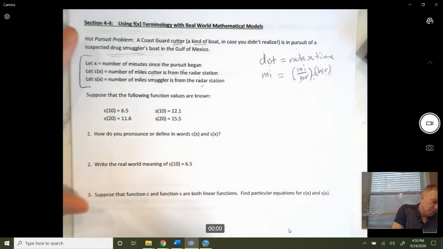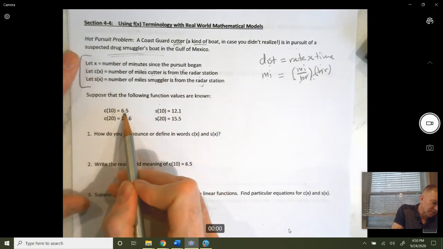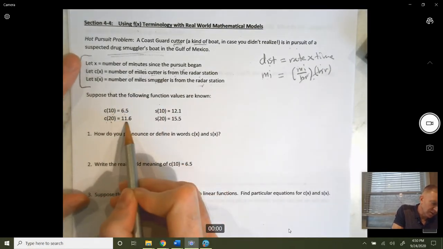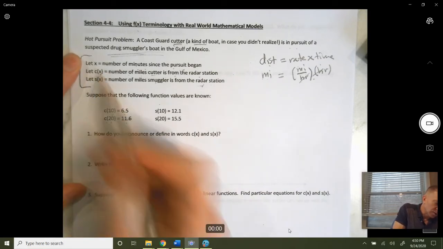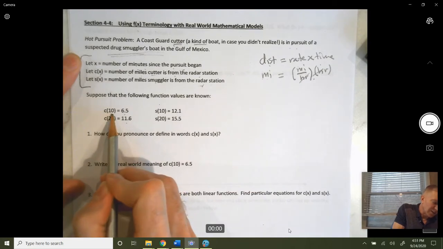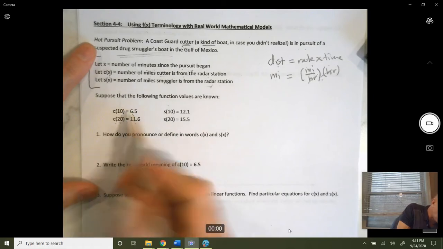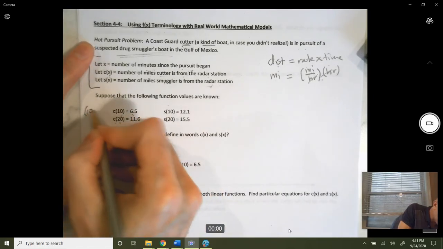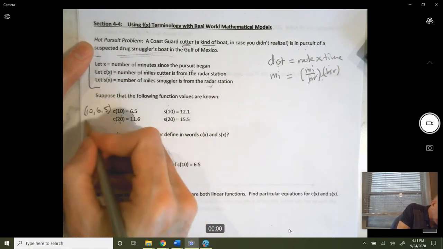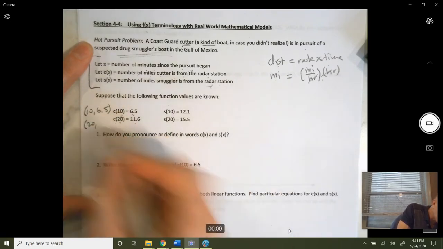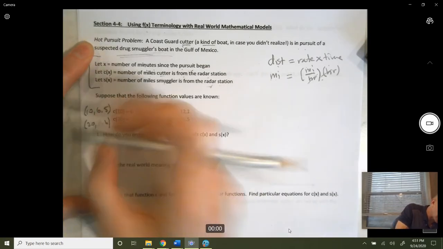Okay. So suppose the following function values are known. C of 10 equals 6.5. C of 20 equals 11.6. Okay, think of what that means. The number in parentheses is your x value. So this is when x is 10, your y value or your output is 6.5. So right away, I'm going to write an ordered pair: 10, comma, 6.5. Your input, your x value is 20. Your output's 11.6.